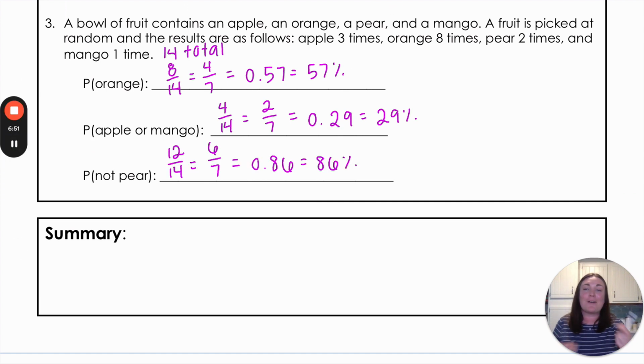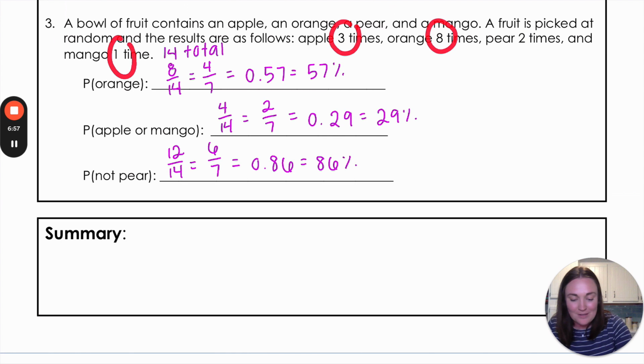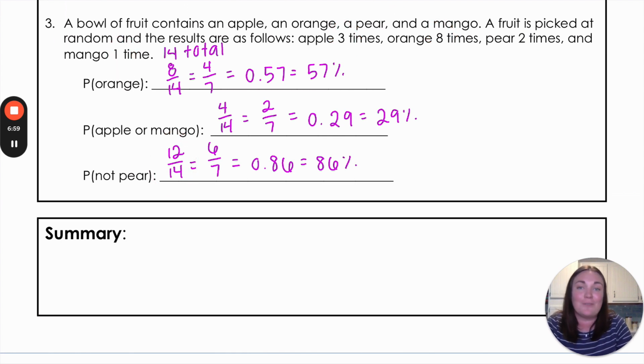Okay, so if we want the probability of not getting a pear, we're going to add up all the rest of those, right? So the 3 plus 8 plus 1 gives us 12 out of 14, which simplifies down to 6/7, or 0.86 and 86%. All right, so hopefully we're feeling more confident on our experimental probability and how to calculate it.